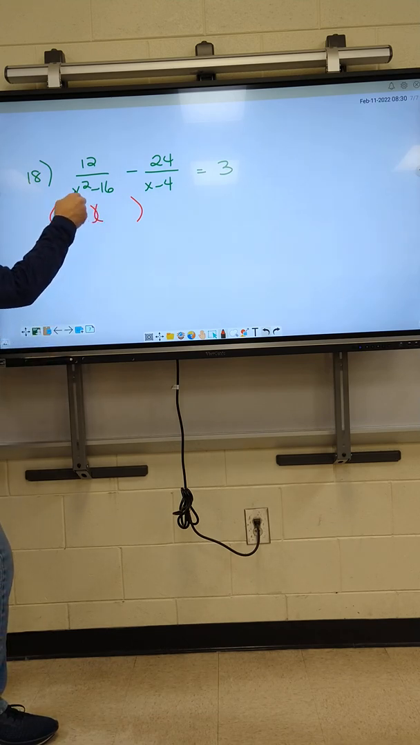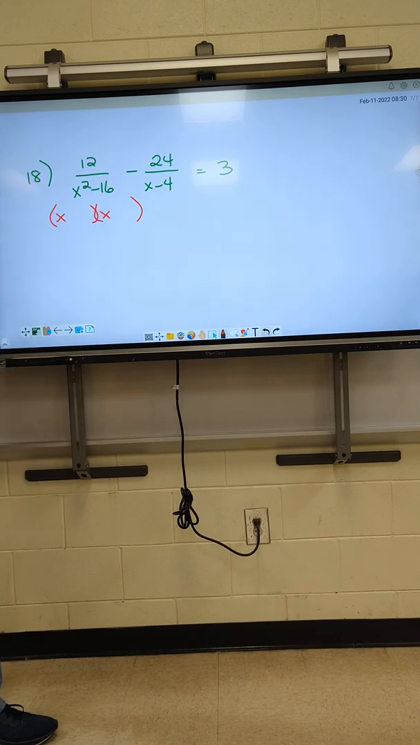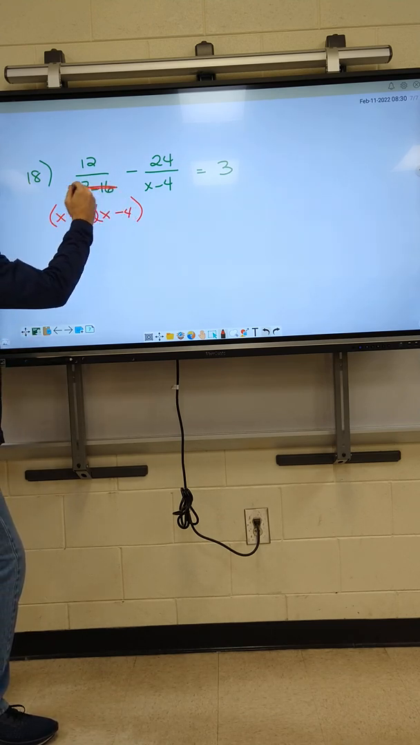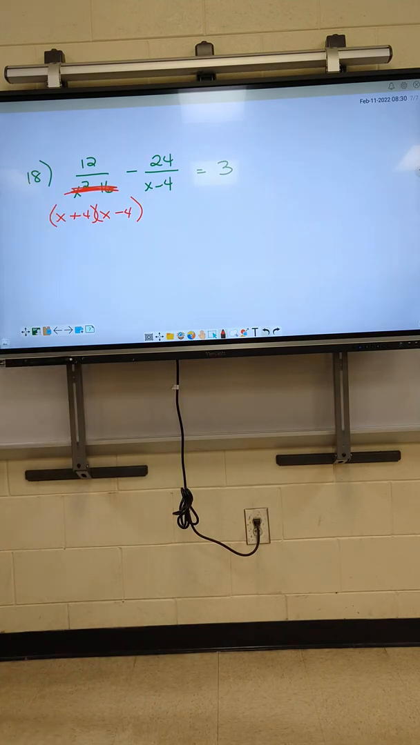How do we factor x squared minus 16? I know it's x times x. One's positive, one's negative. Plus 4 and minus 4. All right, if you can factor the bottom, you've got to factor it. Now, I'll show you which ones on your test. I'll say, hey, factor 5, 6, and 7. I'll give you a heads up.